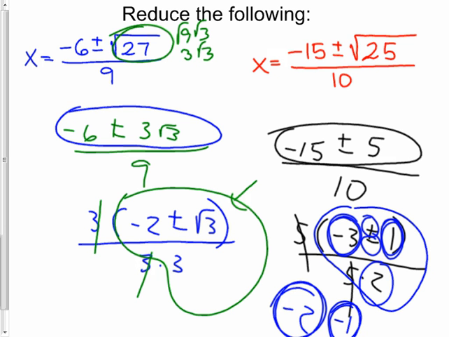Good question. Yes, those are bald answers, they are called. I'm not supposed to leave them that way. So I should have said x equals this and x equals that. Thank you for bringing that up.